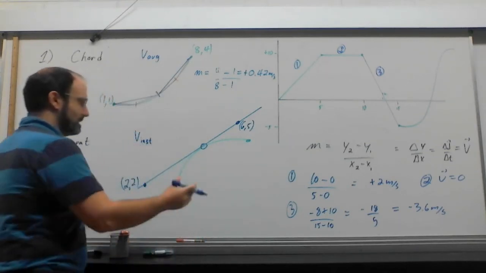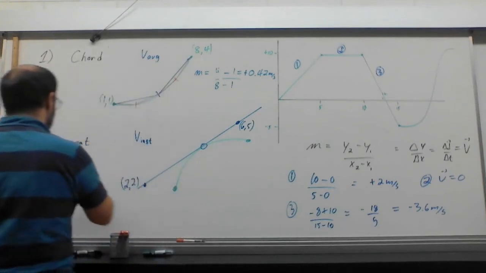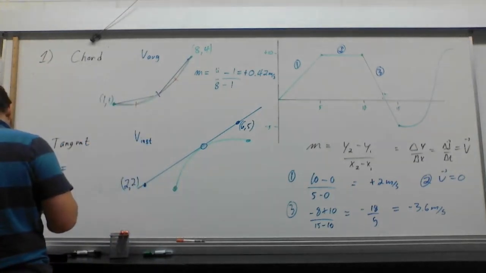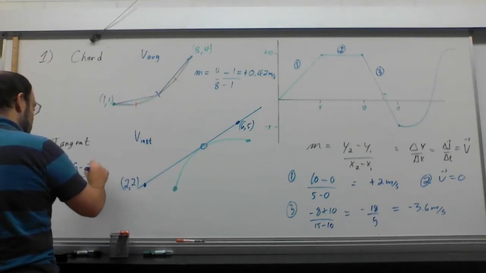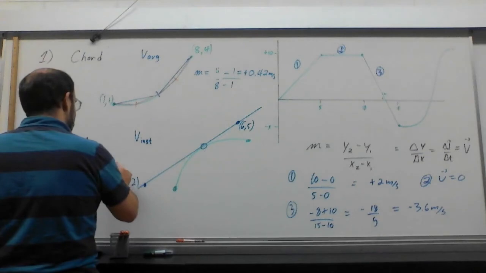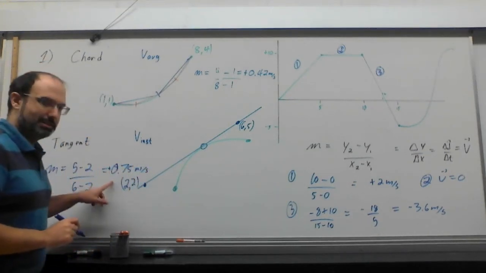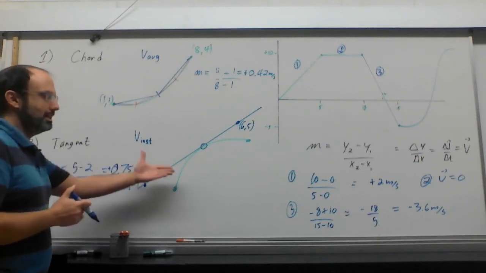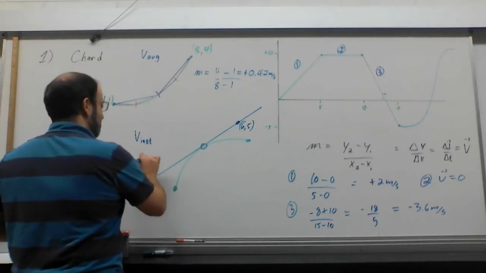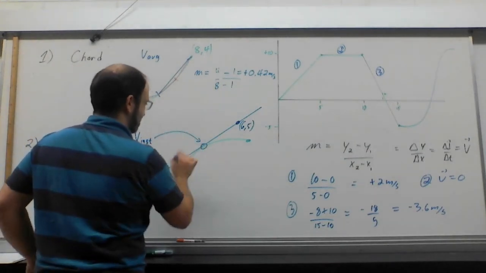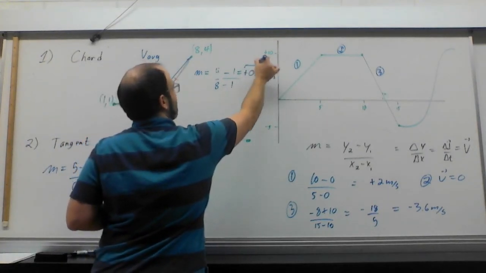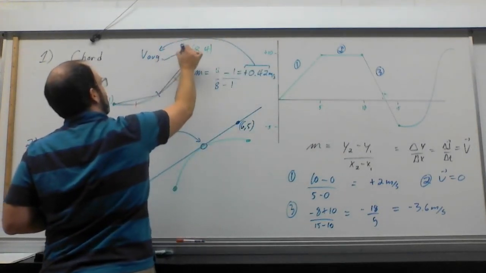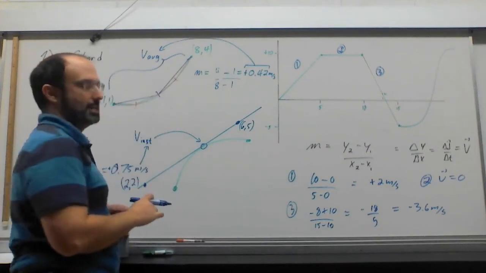So now that I've got a line that touches only here, I can do a slope calculation, just like I did before. And I'm going to get, 5 minus 2 over 6 minus 2. And I'm going to solve for that. And it's going to tell me that it's 0.75 meters per second, positive. This velocity, we then use the tangent line to say this velocity is the instantaneous velocity at that spot. Similar, we said that this velocity here was the average velocity across this whole range.